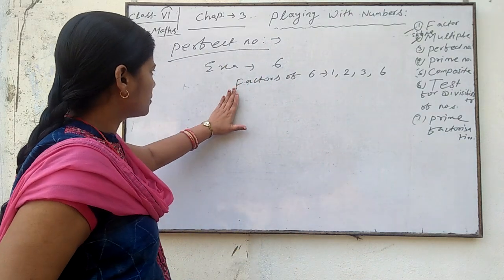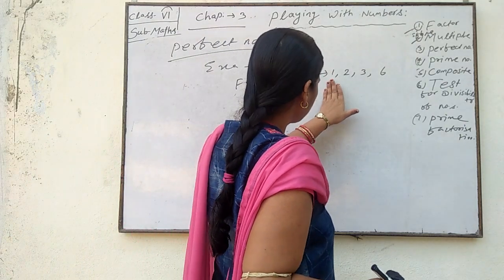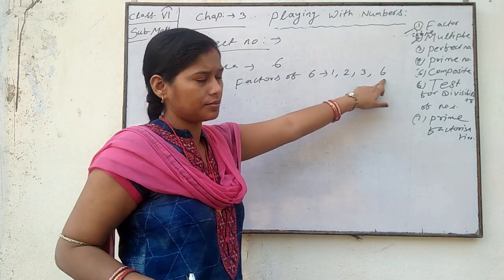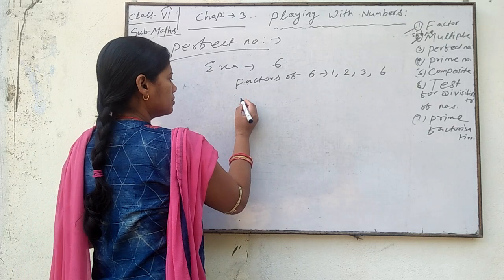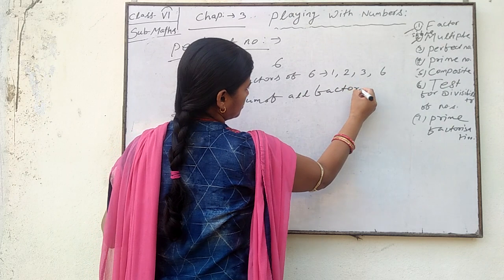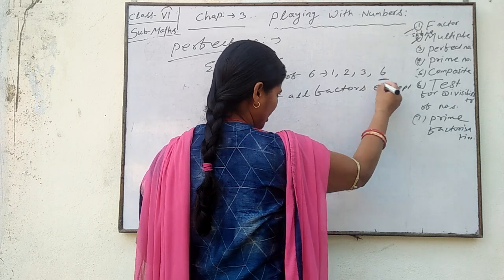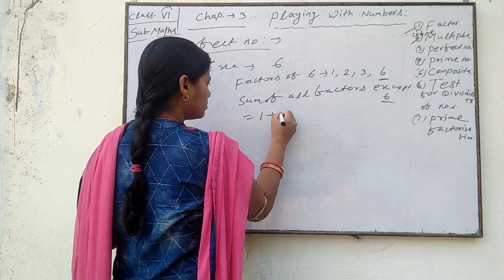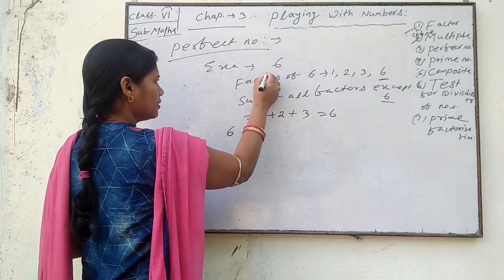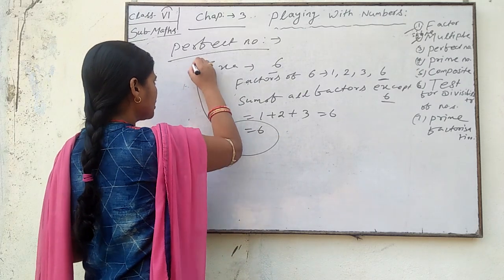The definition is a number which is equal to the sum of all factors except the number itself. So the sum of all factors except 6, the number itself: 1 plus 2 plus 3 is equal to 6. And your number is 6. So 6 equals 6, so 6 is called a perfect number.